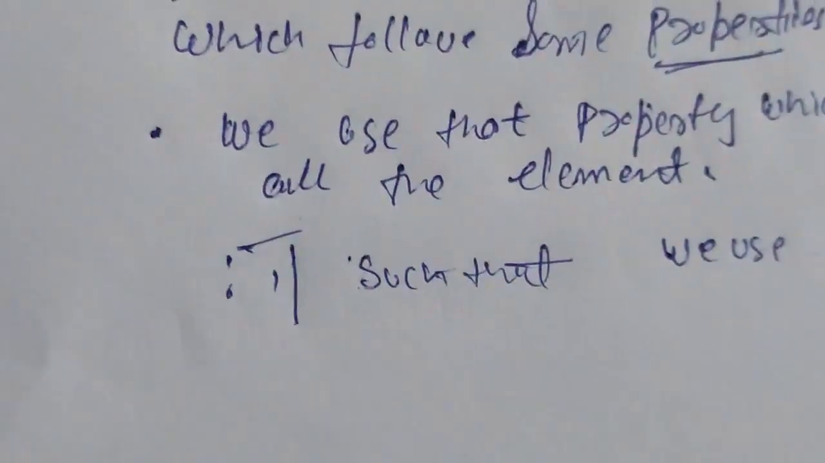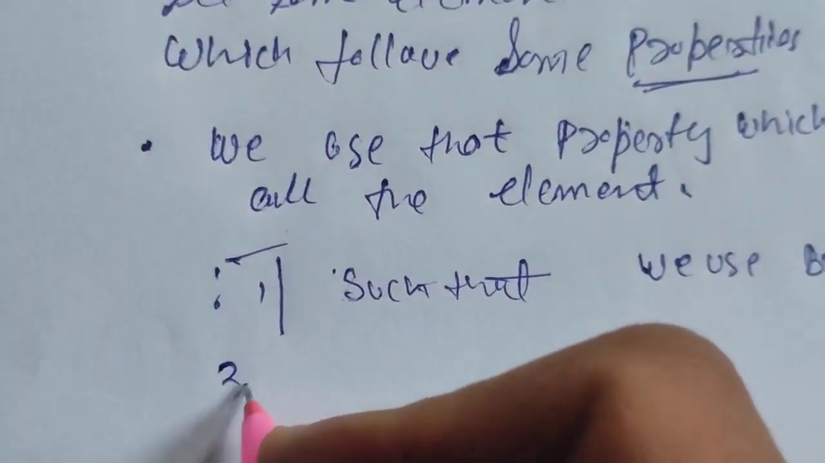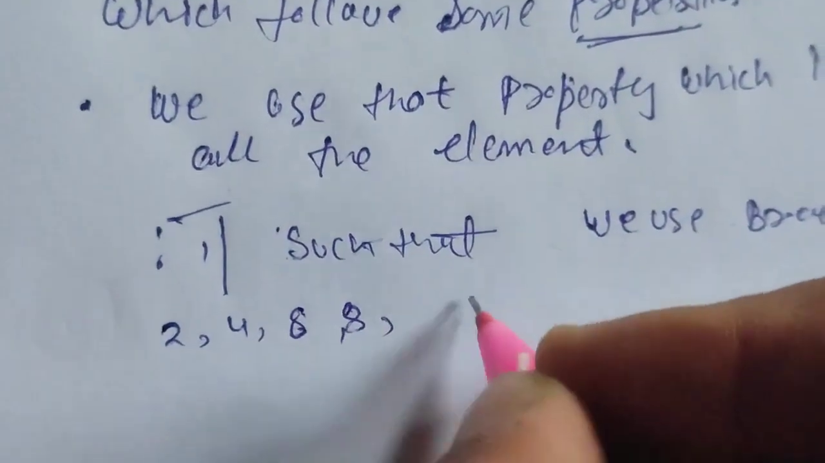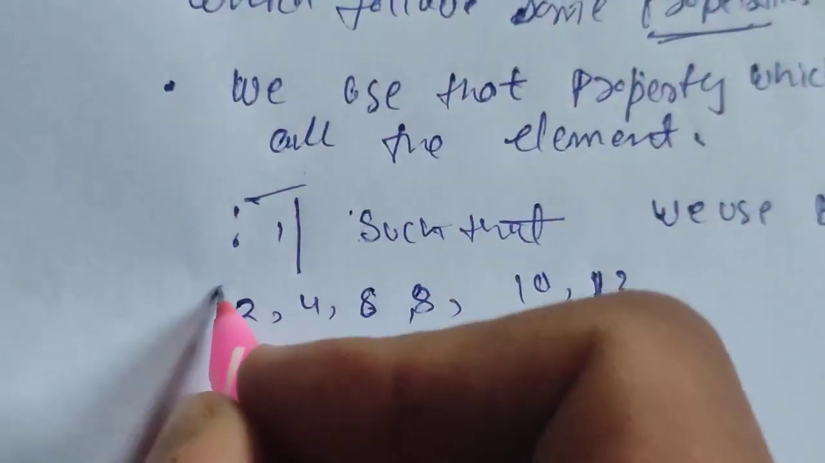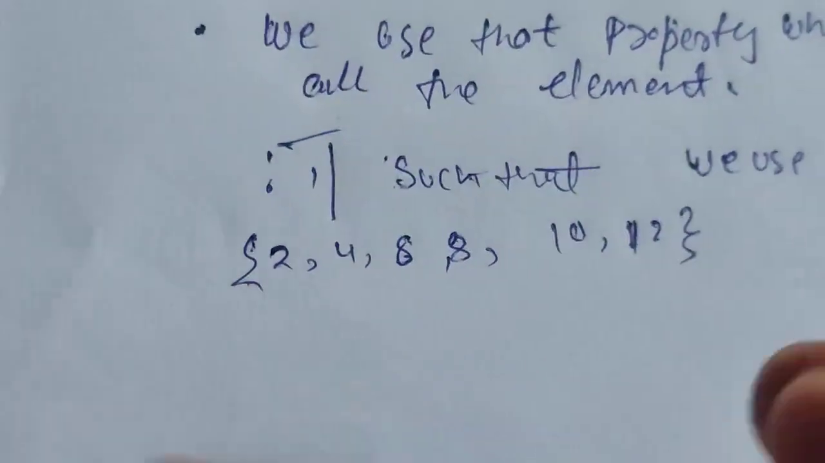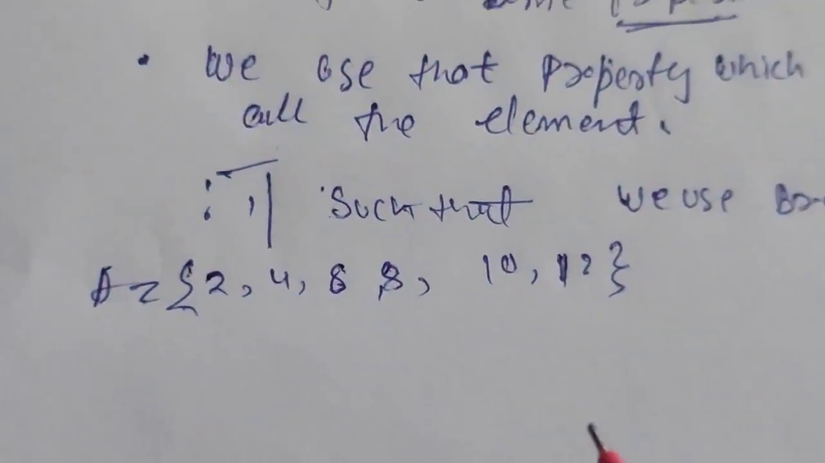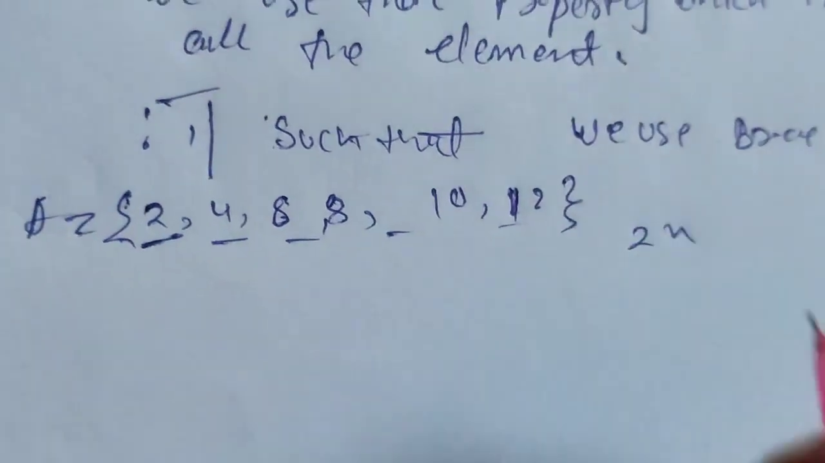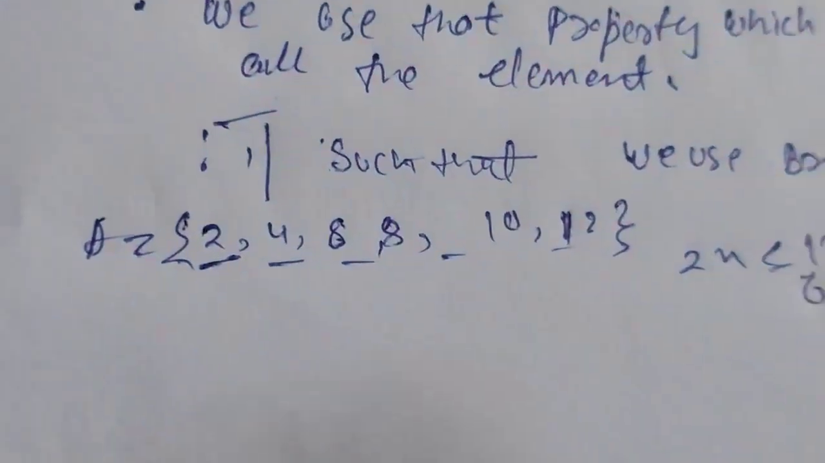First of all, we take a mathematical example. So if we say 2, 4, 6, 8, 10 and 12, okay, this is in roster form. So somebody says please make it in set builder form. So we say the common property is that it is a multiple of 2n, and the value is less than or equal to 12, that is n is 6.